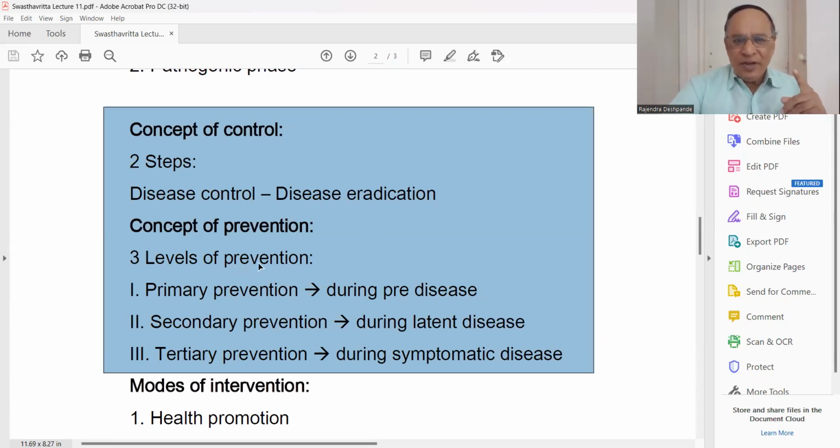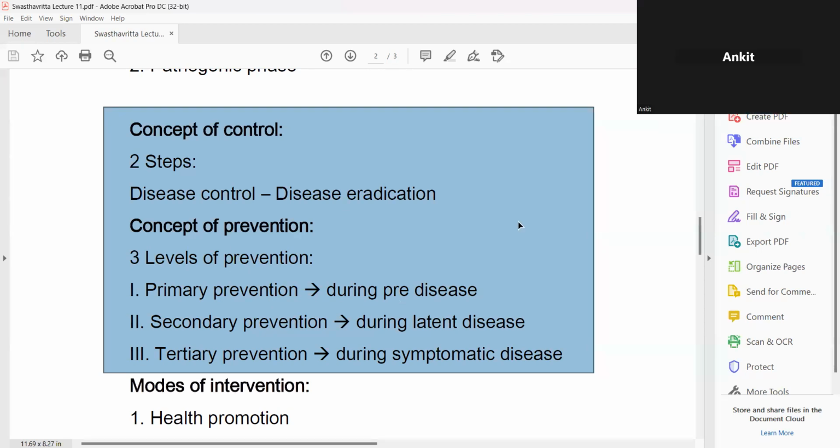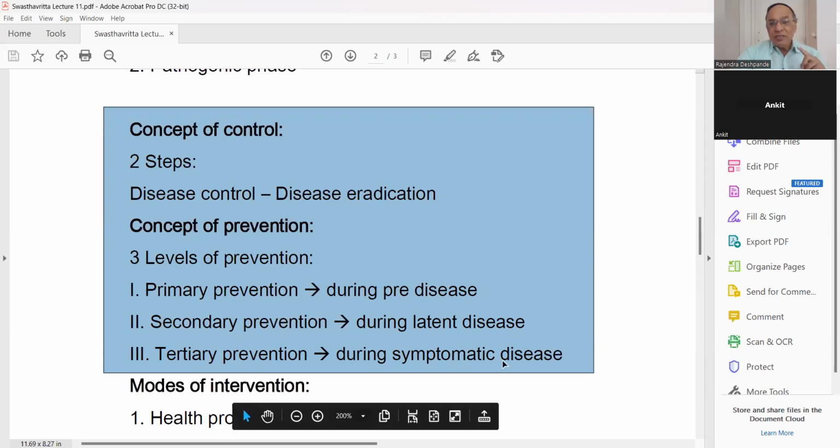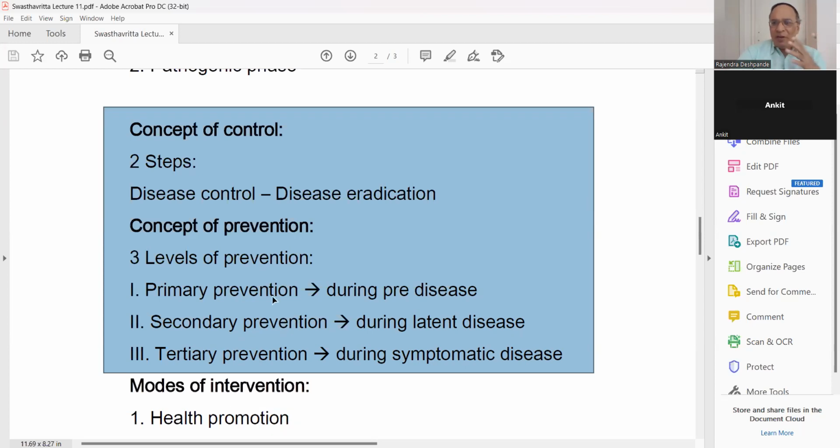3 levels of prevention. Please write down 3 levels of prevention. First is primary prevention, that is during the pre-disease. Secondary prevention is during the latent disease, and tertiary prevention is during the symptomatic stage. Please write down primary prevention. I will explain. Don't worry, be happy.